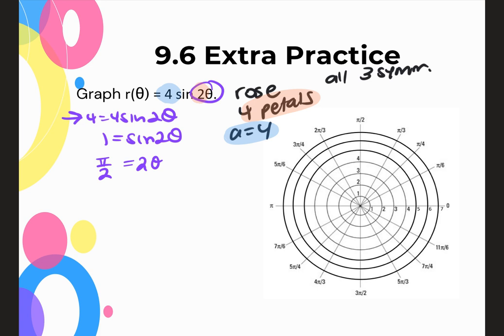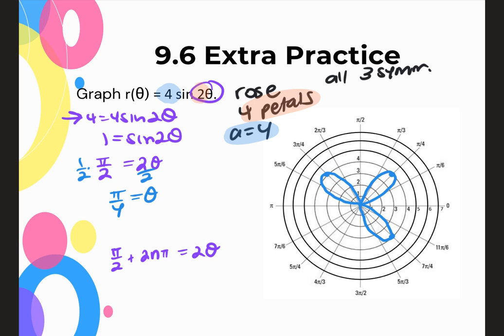Now if I wanted to find all my petals, I could make it pi over 2 plus 2n pi and solve it like it's a multiple angle equation. Then I would divide by 2 or multiply by 1/2, and I get theta equals pi over 4. That tells you that at pi over 4, your petal length is 4. Now, because it has symmetry, if I go across the y-axis, I also am at 4. And if I go across the polar axis, I'm also at 4.